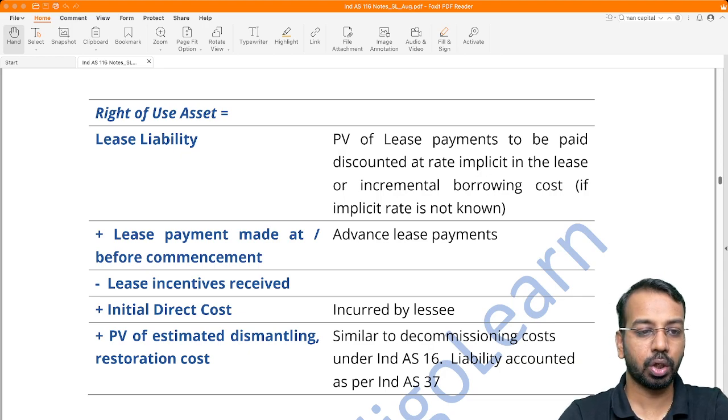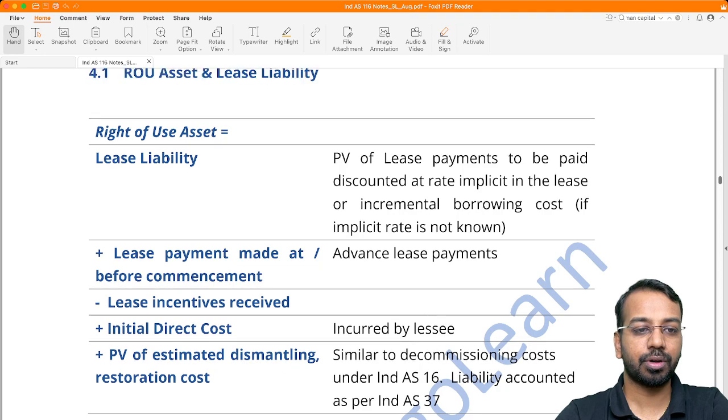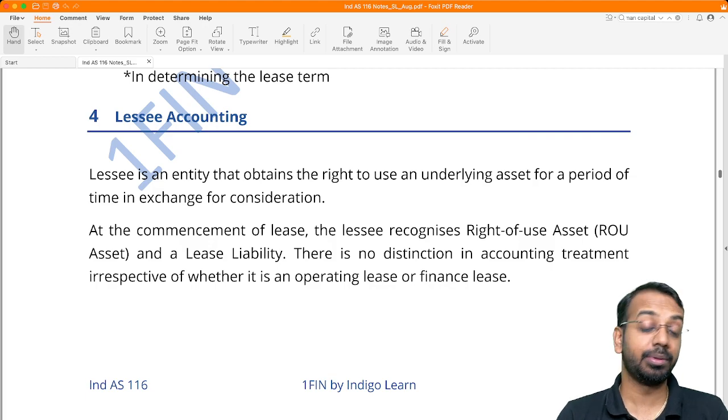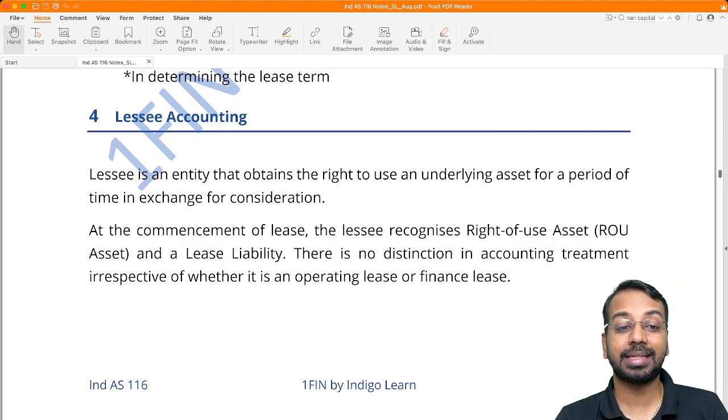Good morning. So I think we are good to go. Just a quick recap of what we did yesterday. Yesterday we understood about leases, what is the meaning of lease, and how do we identify whether there is a lease or not. And today is the most important part, which is lessee accounting.